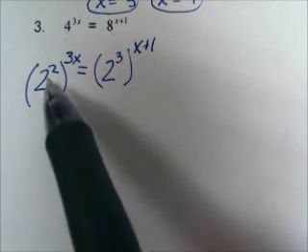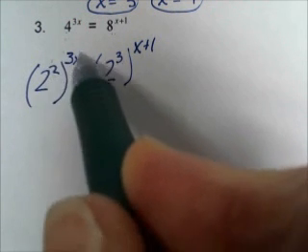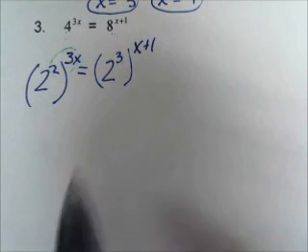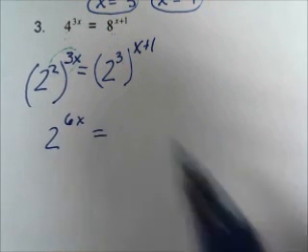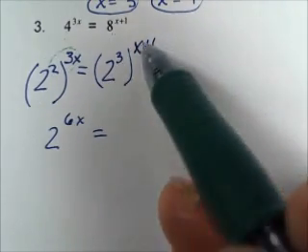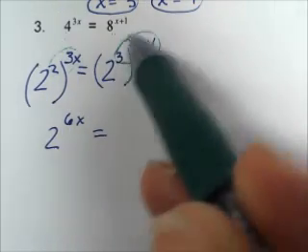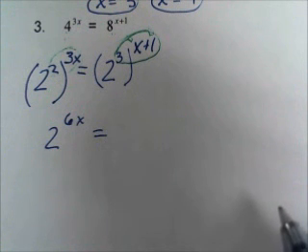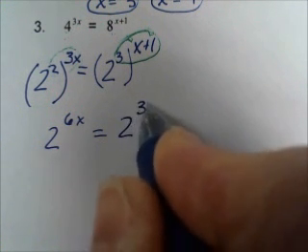So we have a power raised to a power. Rule is you multiply those powers. So I have 2 to the 6x equals, we have a power raised to a power, so we're multiplying, and make sure you distribute. So that's going to be 3 times x plus 1 is 3x plus 3. So that's 2 to the 3x plus 3.